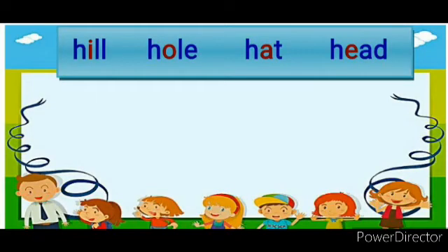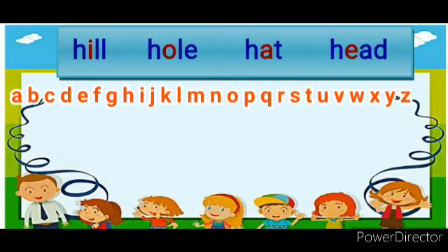Now read these words on your screen: hill, hole, hat, head. I told you to arrange in alphabetical order, you have to see the first letter. But the first letter here is the same for all words. Don't worry, we have a simple solution for that. You will see the second letter of the word. Now let's start arranging these words.